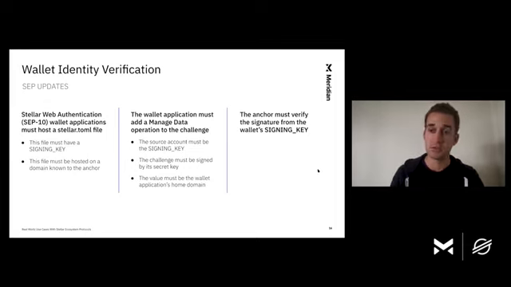So again, this can be used for a variety of use cases, but the bottom line is that the anchor can now know the applications that are facilitating authentication and therefore transactions on behalf of their users, and apply all sorts of discounts or different behavior per account or different behavior per wallet.